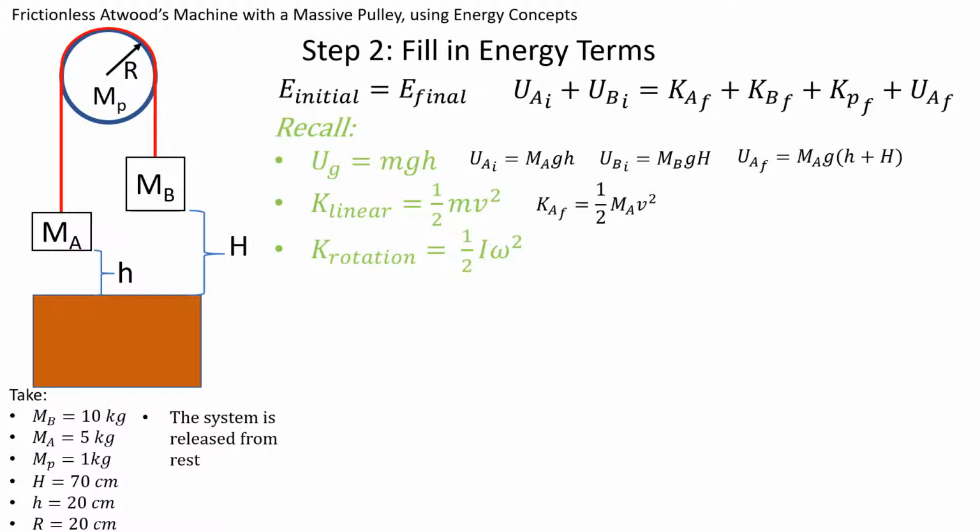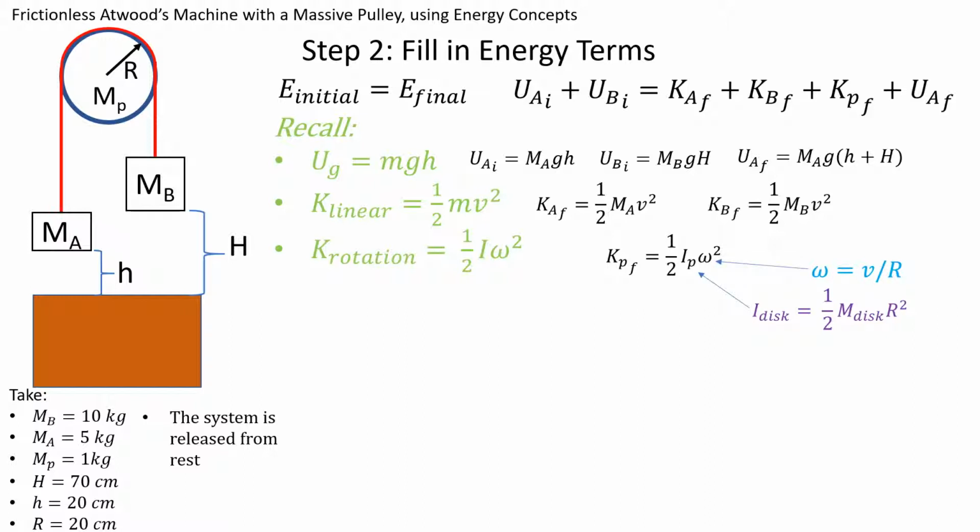For the kinetic energy of A at the end, this will be 1/2 m_A v squared, where v is going to be the final speed that this mass is moving, which is the same for both masses because they're attached. So for B, it's 1/2 m_B v squared. And for the pulley, we have 1/2 I omega squared, where I've just written the moment of inertia of the pulley. But recall that for a disk, the moment of inertia is 1/2 m r squared.